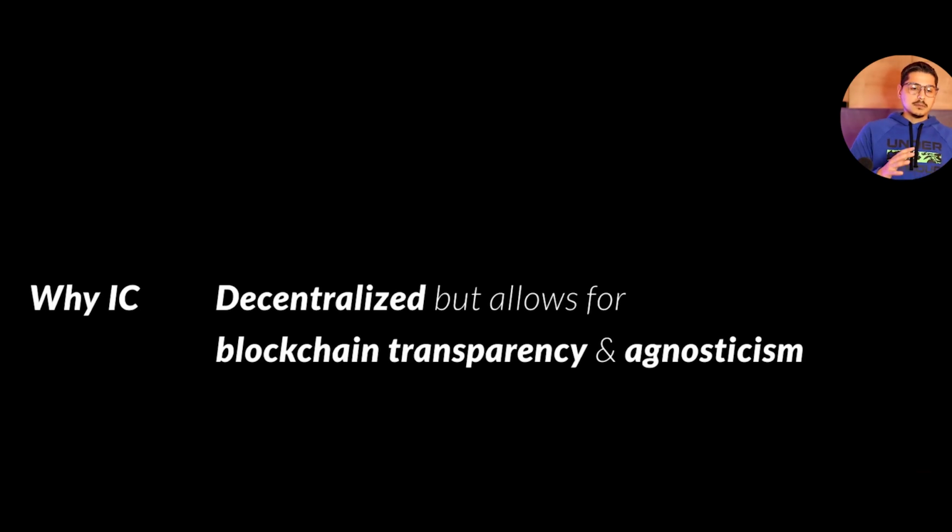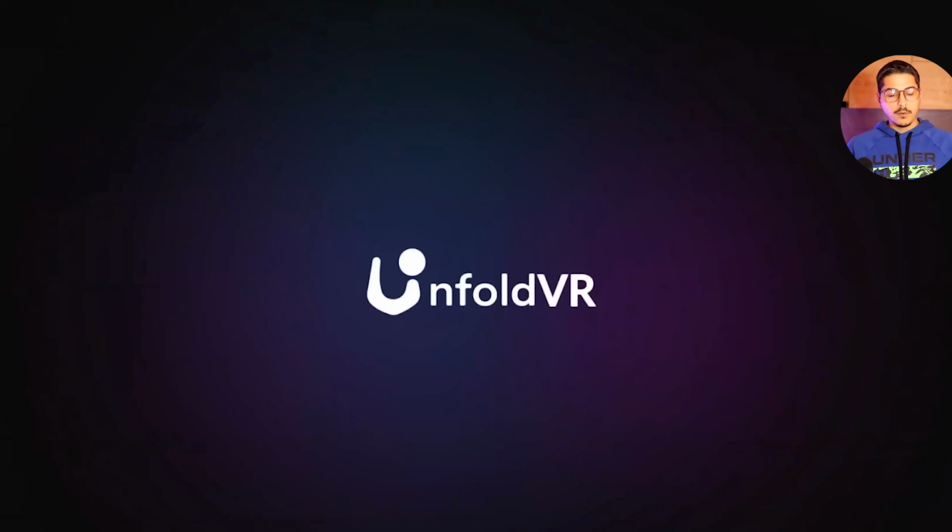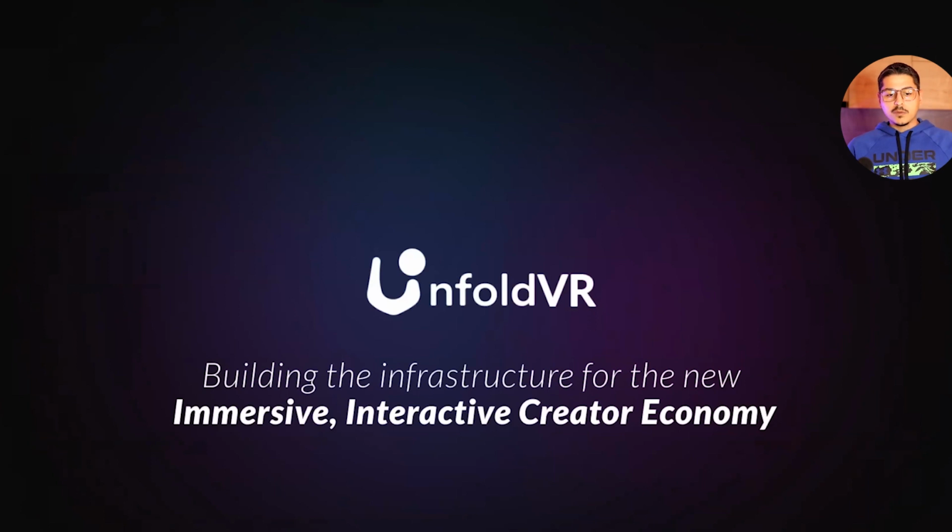Now, why the IC? There are many reasons why the IC is probably one of the best blockchains for this type of application. But besides the technical utility and the decentralized nature of it, we need a blockchain that can achieve transparency and agnosticism. Because at the end of the day, for most apps, and for us in particular, the users are the VR community and young consumers. These are not necessarily blockchain enthusiasts. So we think the IC is a great platform to achieve this, because we can put the blockchain aspect behind the curtain, and the users only need to care that this is a decentralized platform that's running efficiently and well for them.